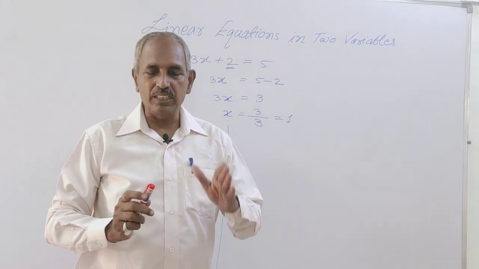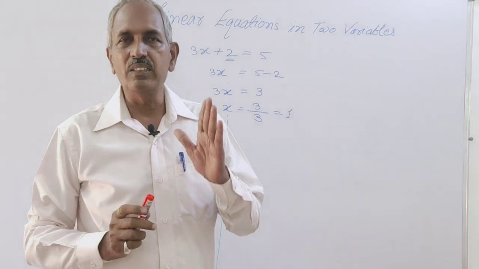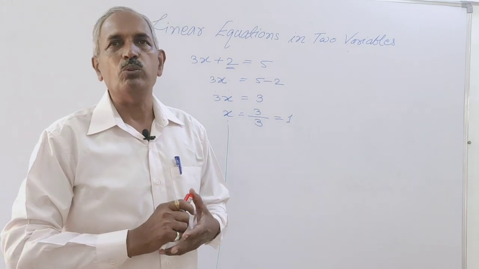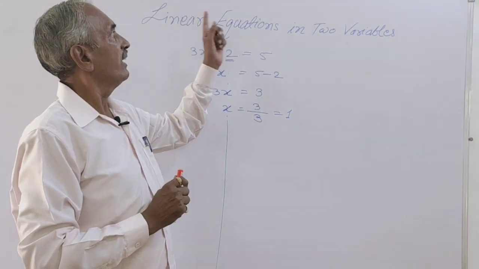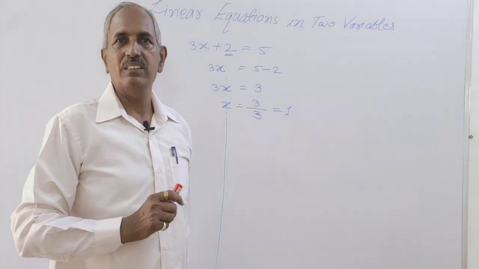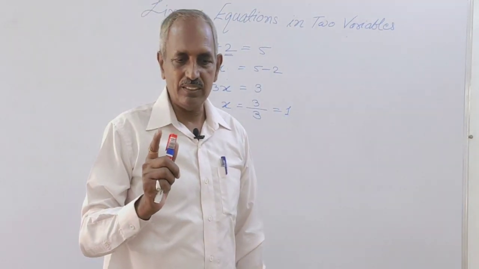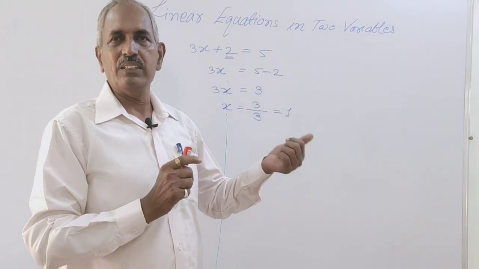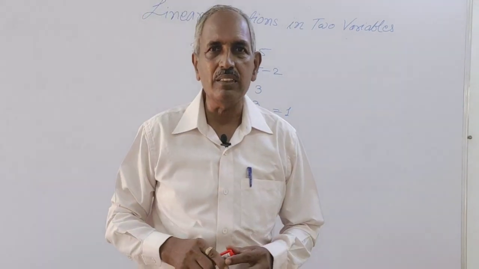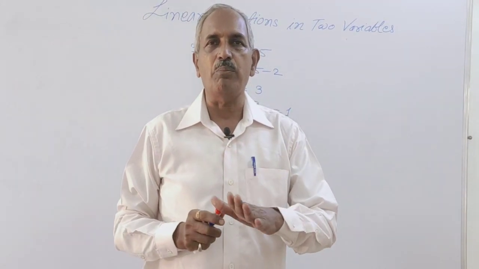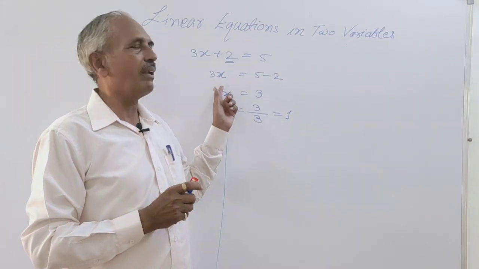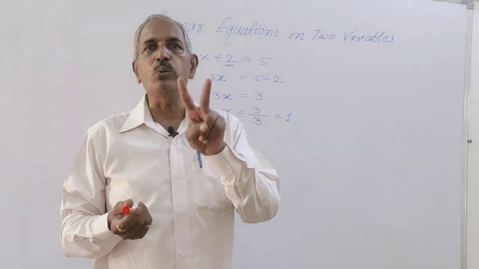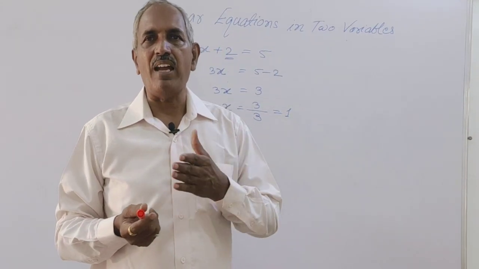Applying certain rules, these rules will remain. These rules will not change any time. Applying the same rules, we have to solve equations in two variables. Equations in two variables means an equation where there are two variables. Here there is only one variable, that variable is x. Now, in our new equations, there will be two variables, x and y.